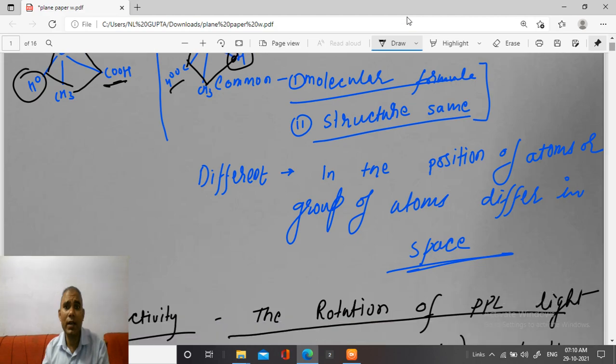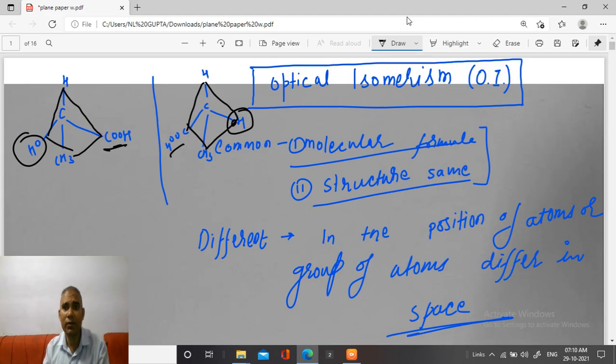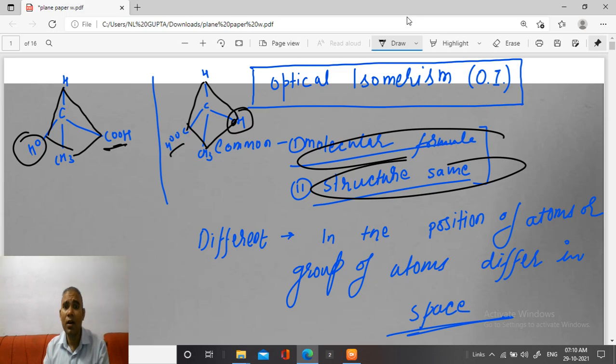Firstly, what they are saying is that isomers have the same molecular formula and the same structural formula, but differ in the relative position of atoms or groups of atoms in space.